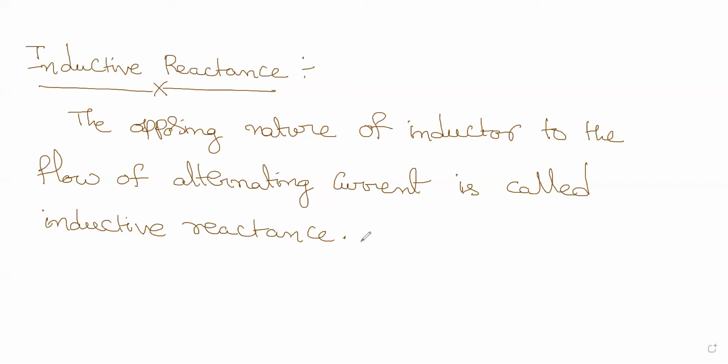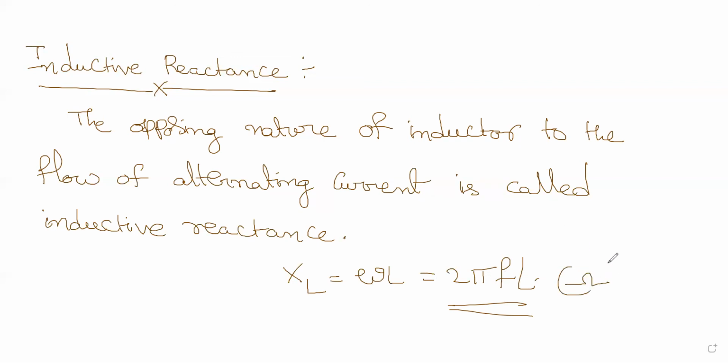So I have given the equation: XL is omega L or 2 pi fL, which is called inductive reactance. And the units of inductive reactance is ohms, ohms only. Inductive reactance has units of ohms.